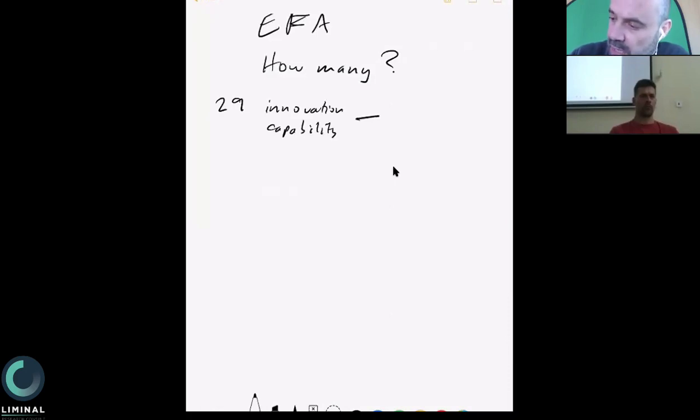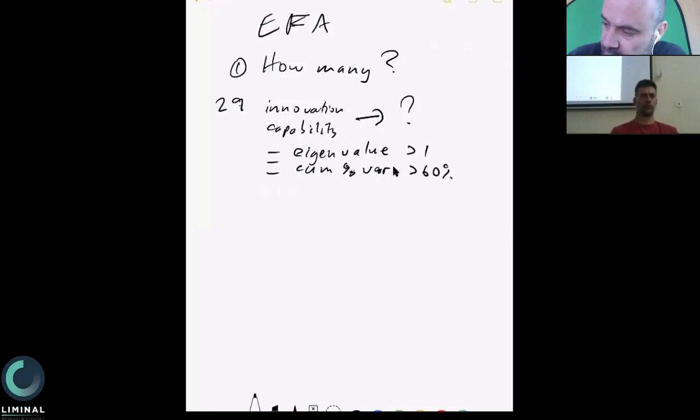So we want to see how many factors we get from this 29. That's the first step in the factor analysis. We have different criteria. I don't want to go into all the detail, but we'll quickly talk about it. You get eigenvalues, which must be more than 1. And then the cumulative percentage of variance must be more than 60%. And then you get the scree plot. So we'll have these 3 different criteria to inform us on how many factors there will be.